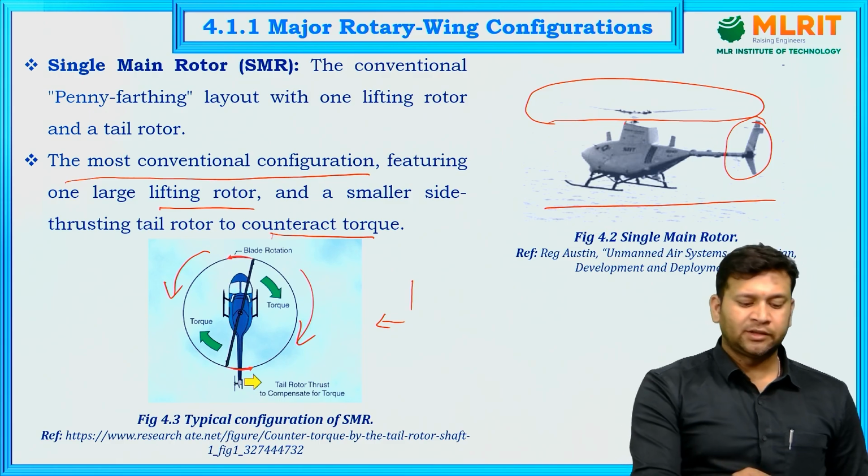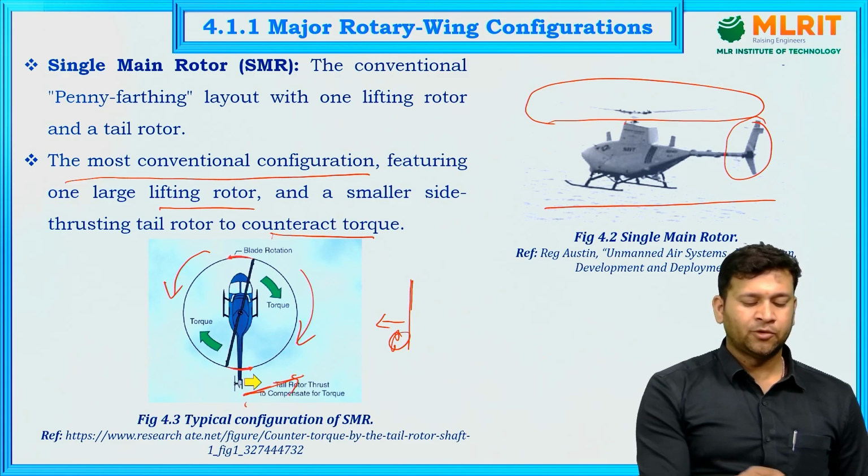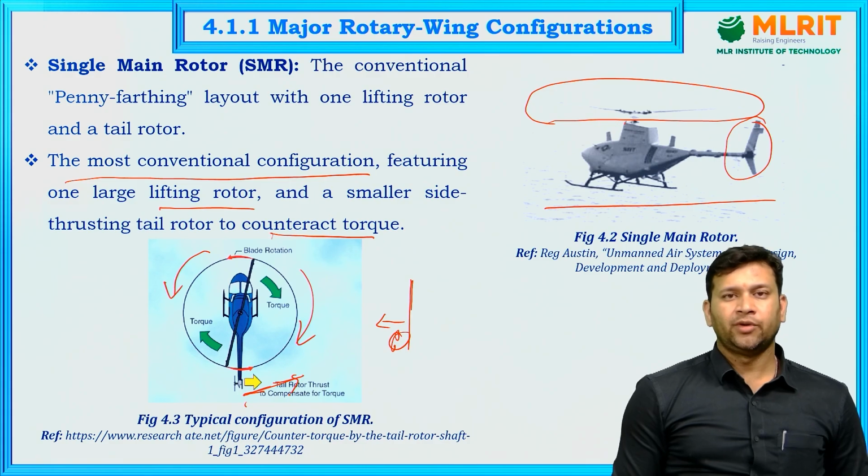To counter this, the tail rotor is mounted here, which produces thrust in the opposite direction of the torque. In this way, it is balanced, and the vehicle stays at one place.